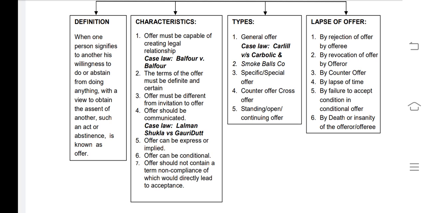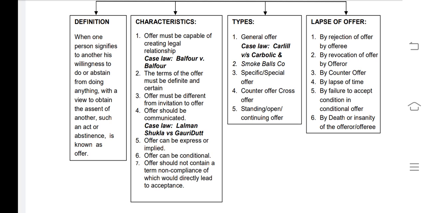Understand? An offer must be capable of creating a legal relationship. If the offer is not capable of creating a legal relationship, then it cannot be considered a valid offer, and it is not valid in the eyes of law, therefore it will not be treated as a valid offer.